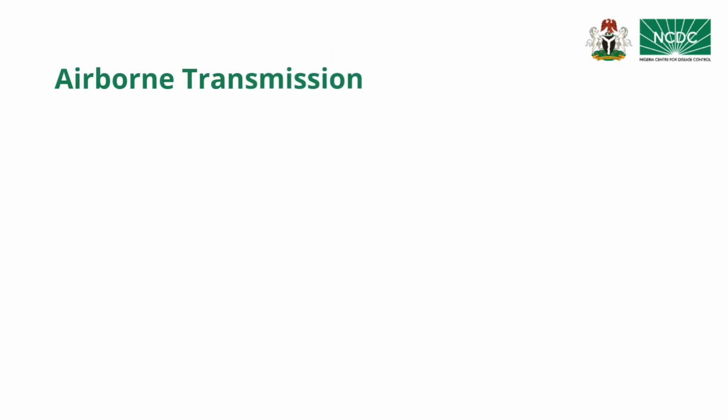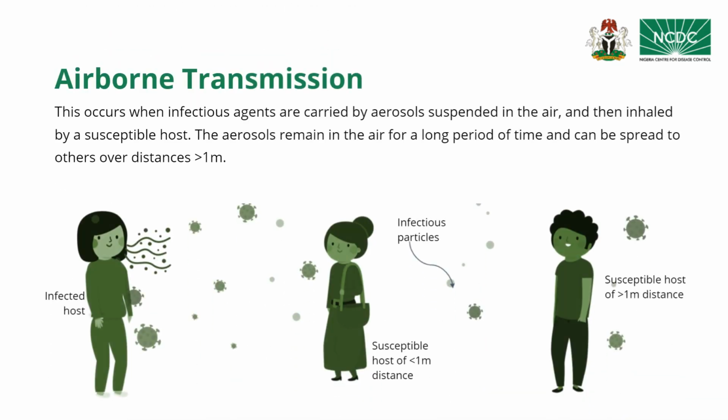Airborne transmission occurs when infectious agents are carried by aerosols suspended in the air and then inhaled by a susceptible host. The aerosols contain droplet nuclei, which are infectious particles of less than 5 micrometers in diameter, and remain in the air for a long period of time. They can also be spread to others over distances greater than 1 meter. This mostly occurs during aerosol-generating procedures such as tracheal intubation.